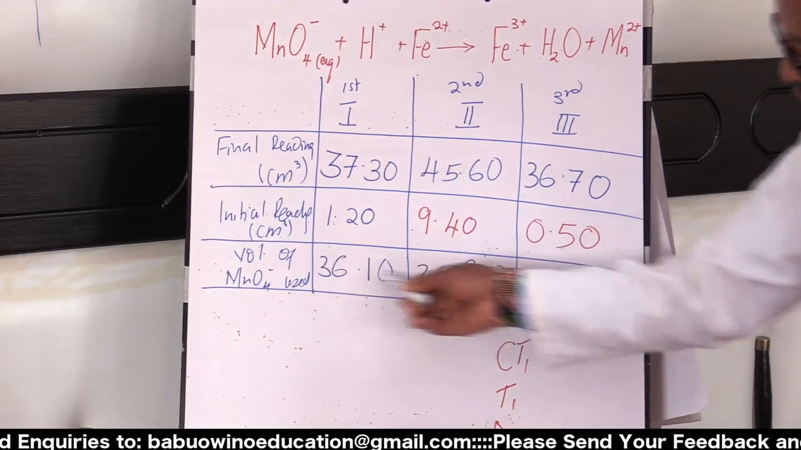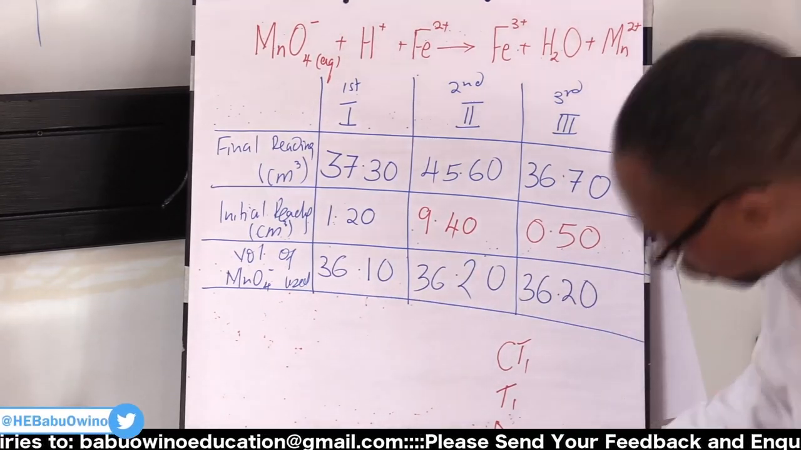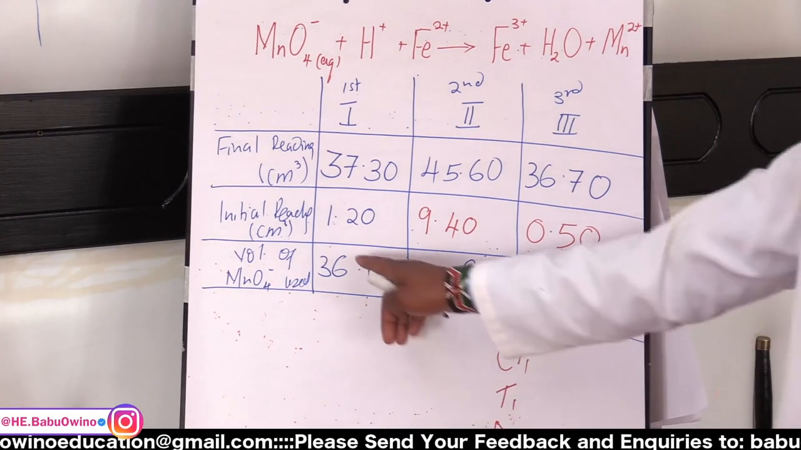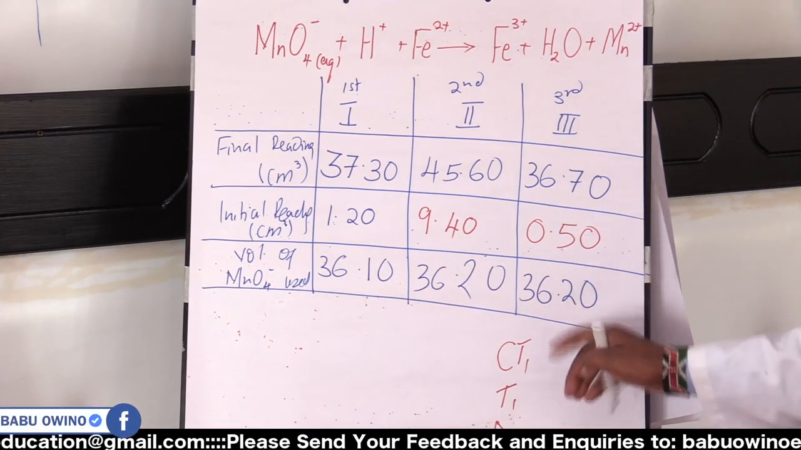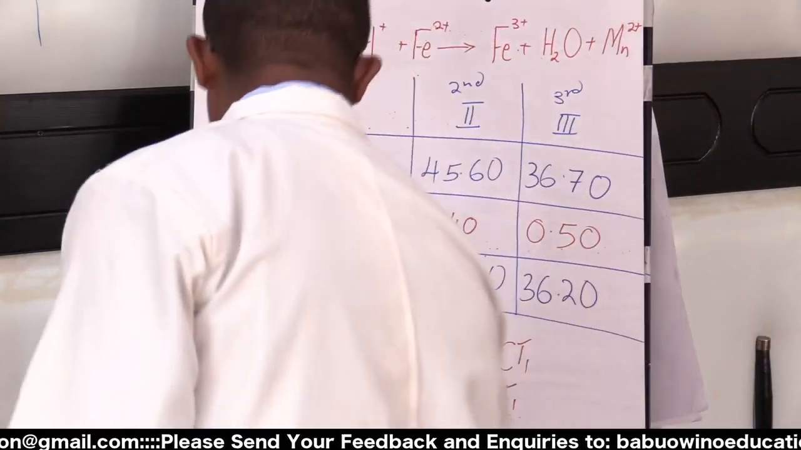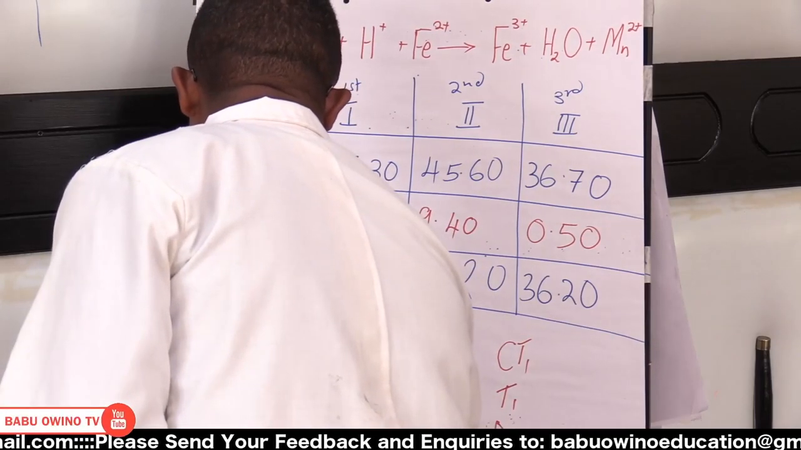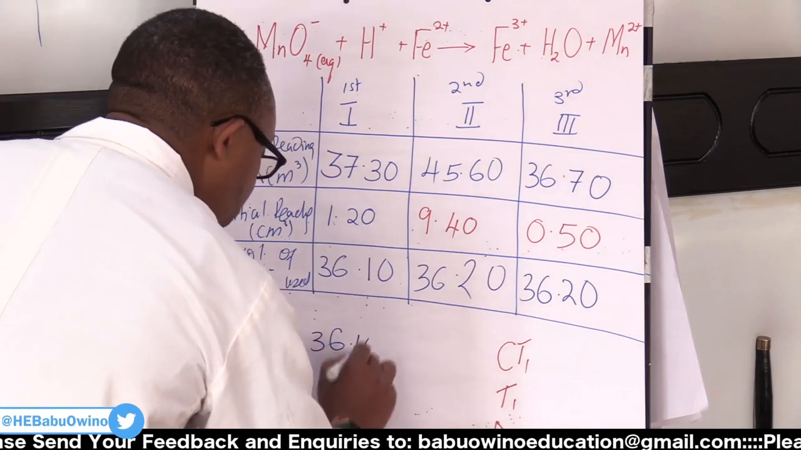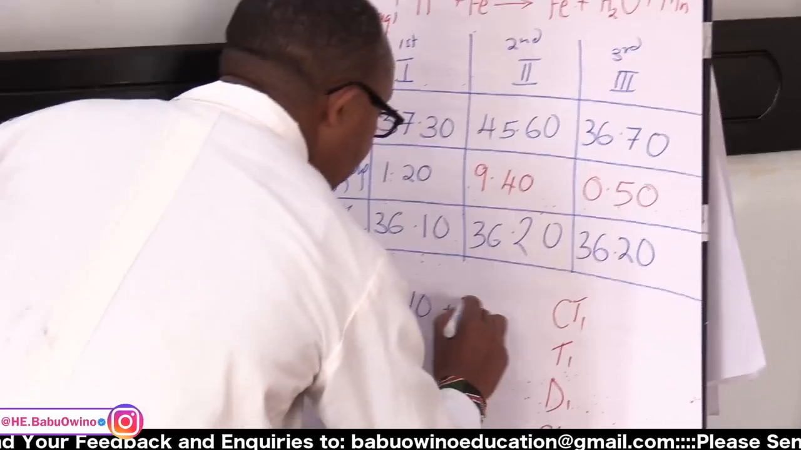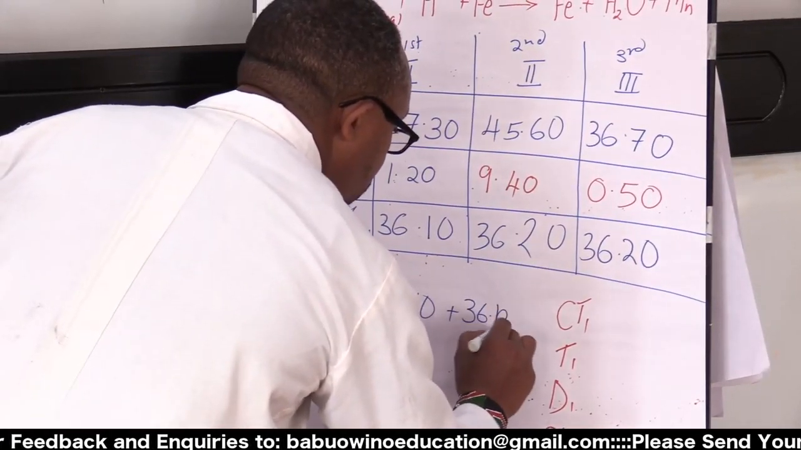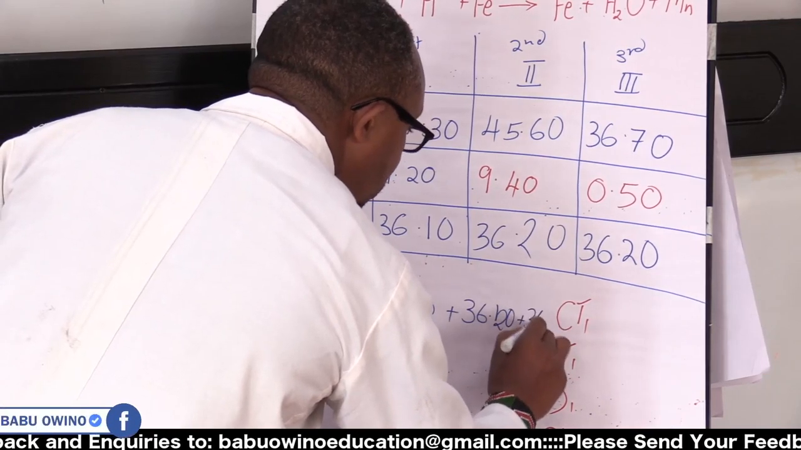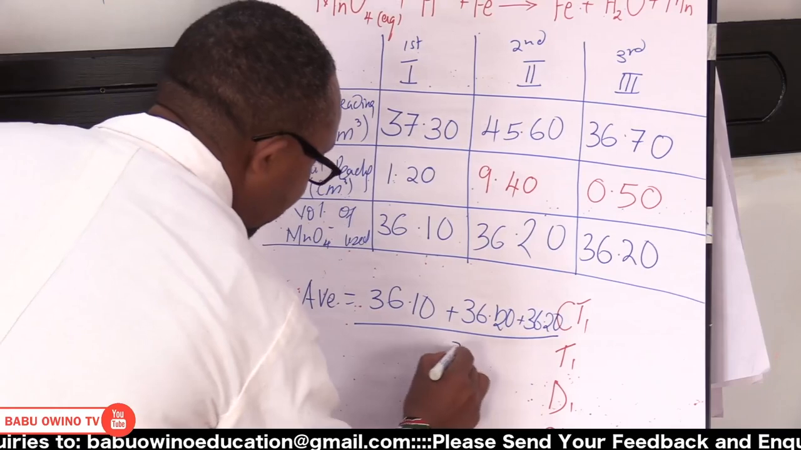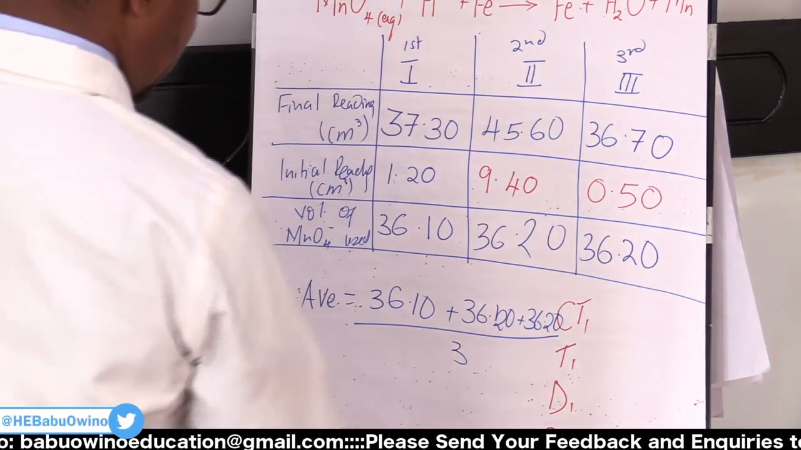So in this situation now, for you to score this mark, we are dealing with this. So how do you work that out? For the average, you will say 36.10 plus 36.20 plus 36.20. That one, you are dividing by 3.